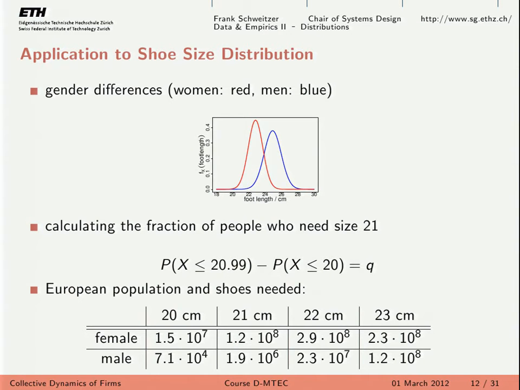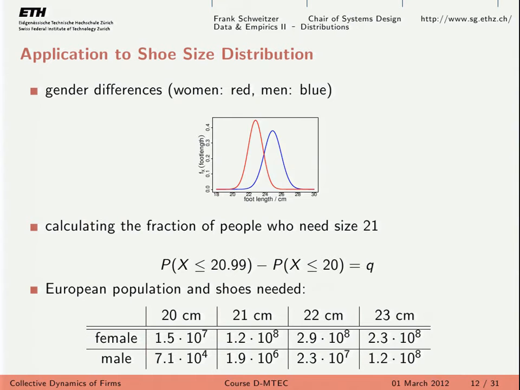But this gives us all people that have a shoe size up to 21, right? So, in order to know how many people really need 21 and not 20 or 19 and so on, we have to subtract how many of these people have a shoe size that is less than 20, because we are only interested in those people who really need 21 and not in all people that need something below 21. And then we calculate this, and then we get these numbers here.